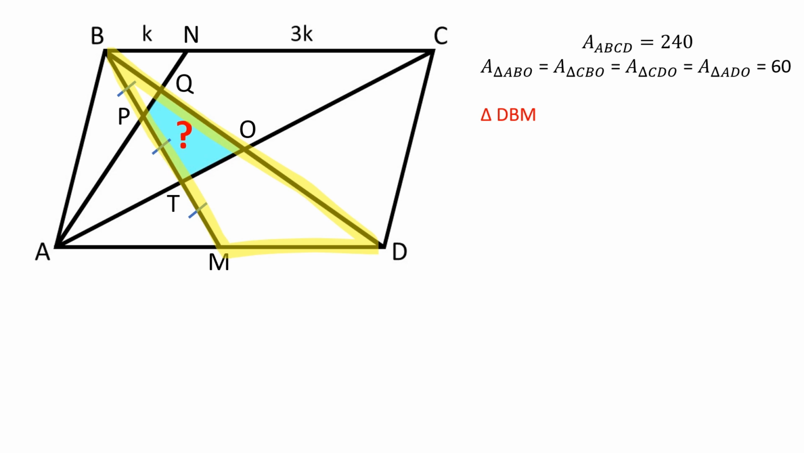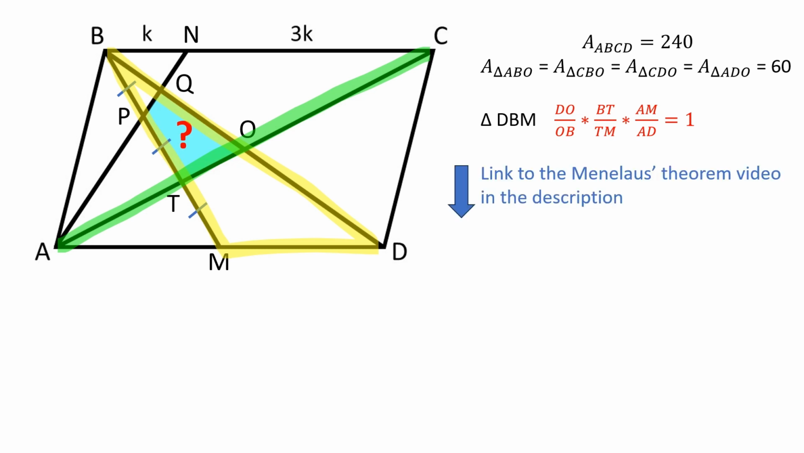By the Menelaus theorem, if there is a triangle, in our case triangle DBM, and a transversal line crosses DB, MB, and DM at points O, T, and A, respectively, the product of these three ratios is equal to 1. If you're not familiar with this theorem, please check the link to my video in the description below.